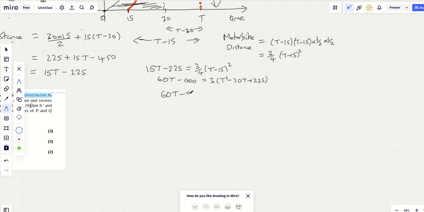Okay, so we get 60t minus 900 is 3t squared minus 90t plus 675, and so we get 0 equals 3t squared, that's going to be minus 150t, and then it's going to be plus 900 plus 675, which is 1575, I think. Okay, you could divide that all by 3, so you get 0 equals. You don't have to, actually, though.